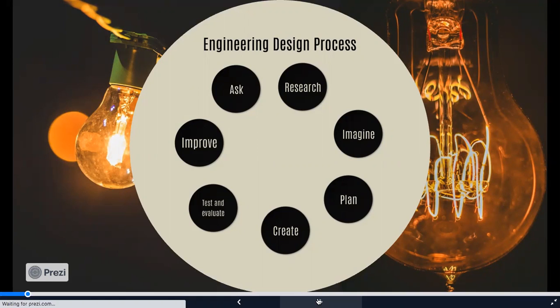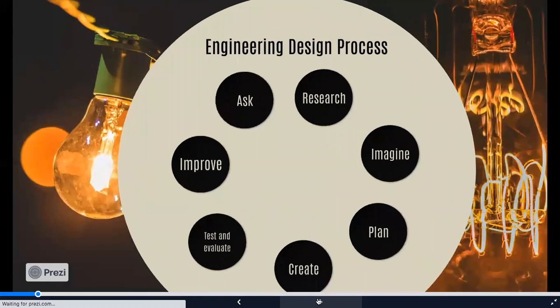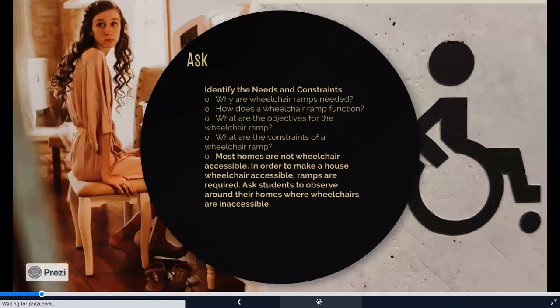Project-based learning engages learners of all ages and fosters STEM literacy. Ask. Identify the needs and constraints. The ask portion is the initial step of the engineering design process. It is where the students identify the needs and constraints of the proposed problem and ask critical questions about what is to be created. These questions are framed around addressing the big picture.